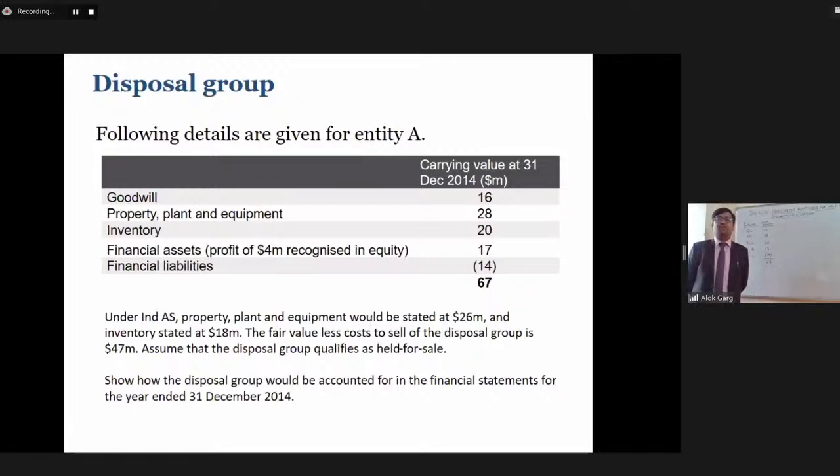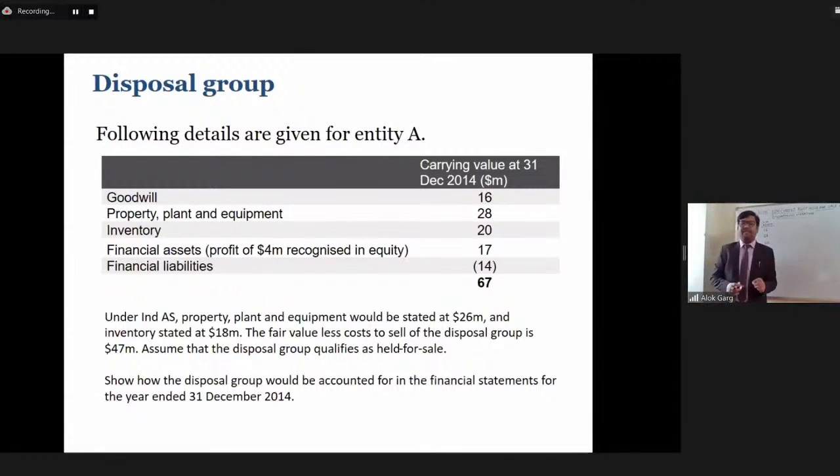Assume that the disposal group would be classified as held for sale. So basically the amounts as on held for sale are given for two items, and for the other items it is not given. It means for the other items the carrying value on the date of reclassification remains the same. You are required to disclose how this disposal group would be accounted for in the financial statements for the year ended 31st December 14.